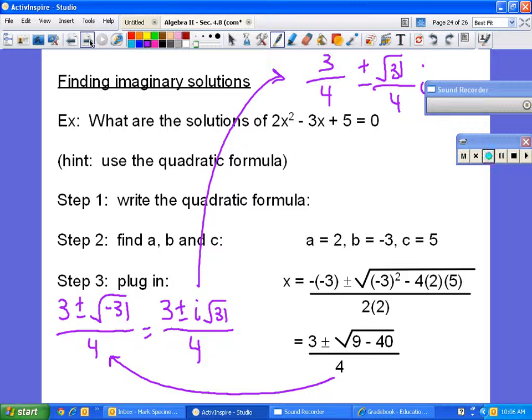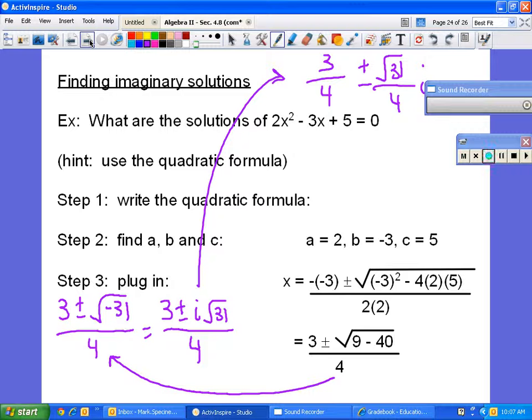So here I have the square root of negative 31. Remember, the square root of negative 31 is the square root of negative 1 times the square root of positive 31. The square root of negative 1 is i. Can I factor 31? Are there any numbers that divide evenly? Only ice cream flavors. No numbers, only ice cream flavors. So I'm going to leave my square root of 31 alone.